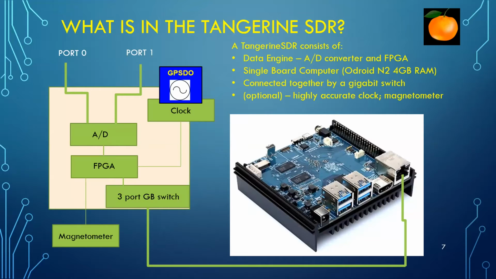So what is in the Tangerine SDR? That's been talked about quite a bit, so I'm not going to spend a whole lot of time talking about it. But the idea is you have a couple of ports, antennas that you can monitor, and that's connected to this single board computer via Ethernet, gigabit Ethernet, using a GPSDO clock and a magnetometer. Again, there's more than one way to connect these up. This is just for illustration purposes. And that is what your Tangerine is. That's what you'll have at your local station.